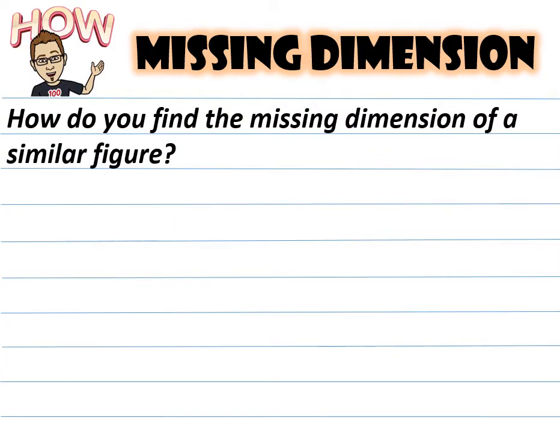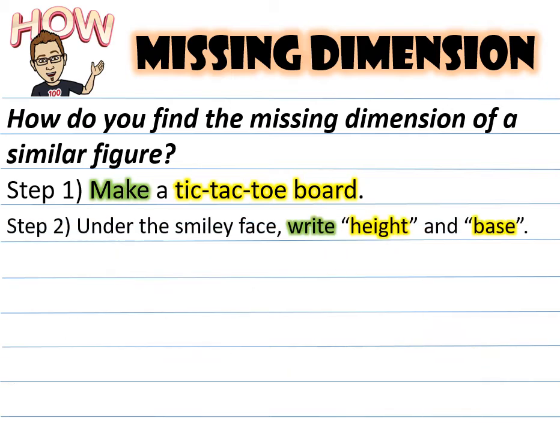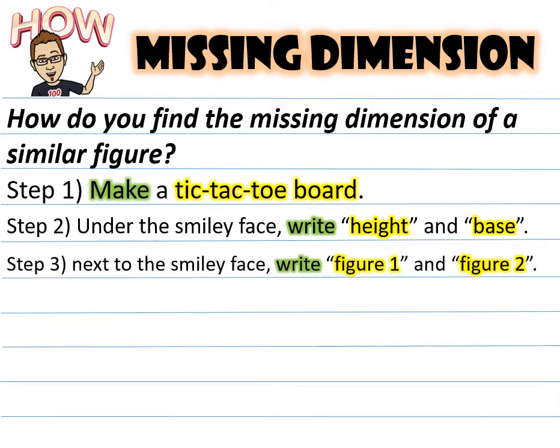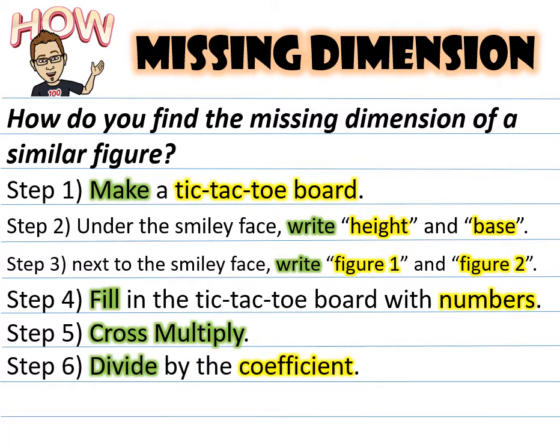Missing dimension. How do you find the missing dimension of a similar figure? Step number 1, make a tic-tac-toe board. Step number 2, under the smiley face, write down height and base. Step number 3, next to the smiley face, write down figure 1 and figure 2. Step number 4, fill in the tic-tac-toe board with numbers. Step number 5, cross multiply. And step number 6, divide by the coefficient.